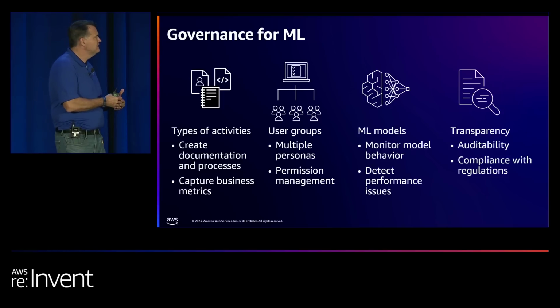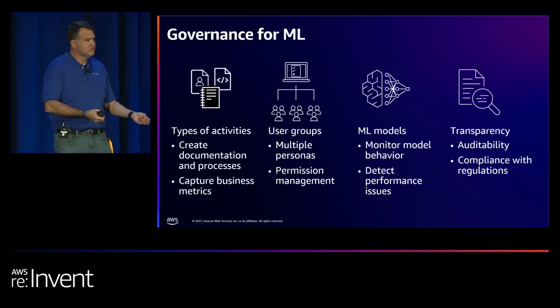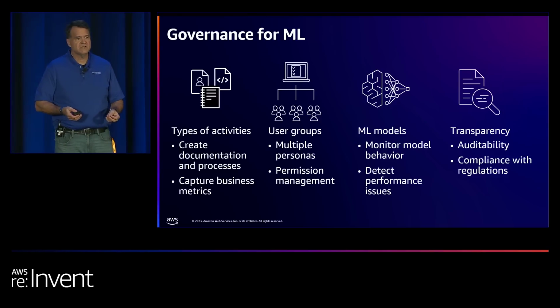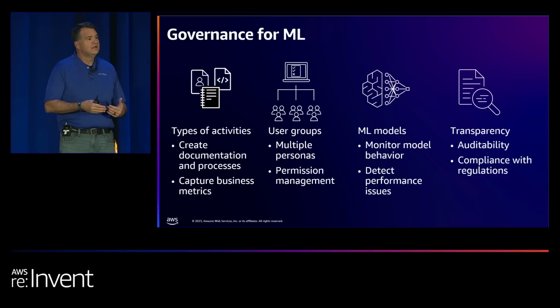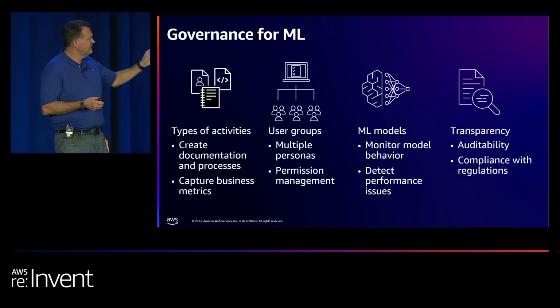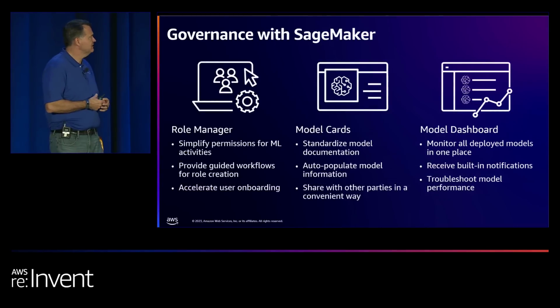We need to understand from a user perspective all these different personas and what their permissions need to be, and make sure that we have the right permissions but not too many permissions. The models, we need to understand their behavior. We need to detect things like performance issues. You know, how many invocations, for example, per second are we getting? Are we seeing latency increasing? What's starting to happen as the invocations increase, or is the latency starting to go up as a result? Do we need to scale endpoints as a factor? And then we need auditability and compliance with regulations as well. From a governance perspective, that's really important.